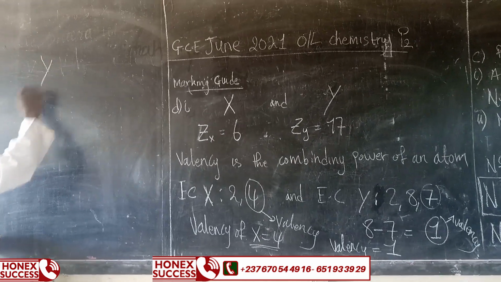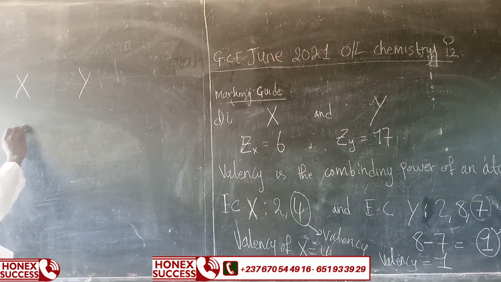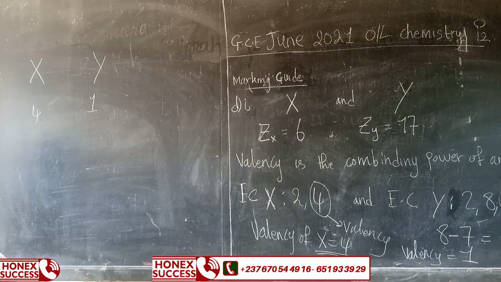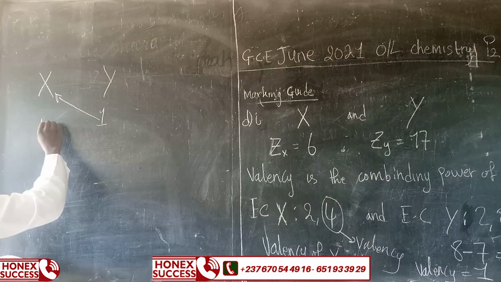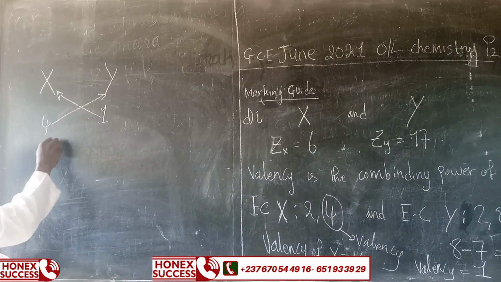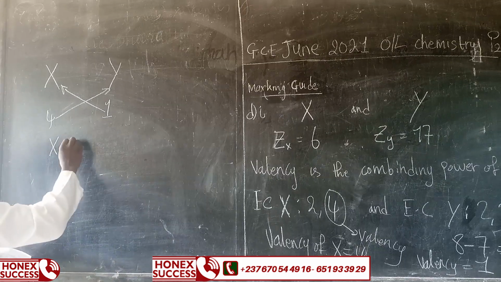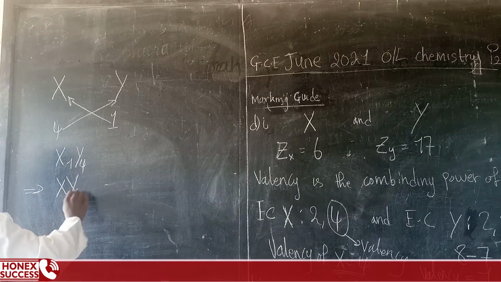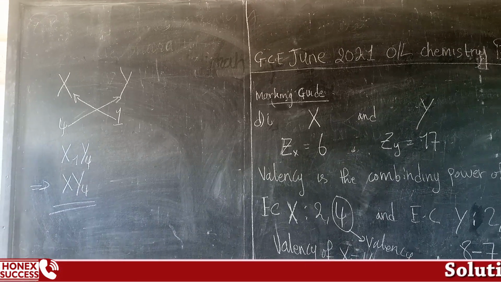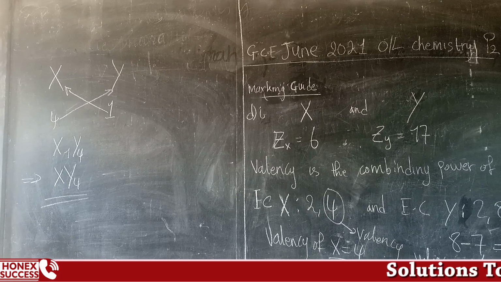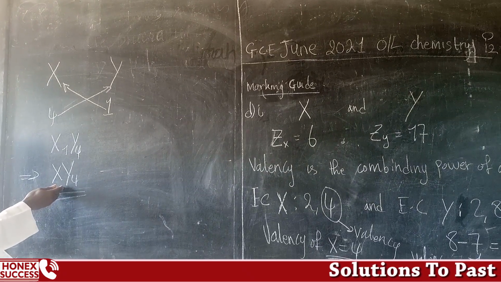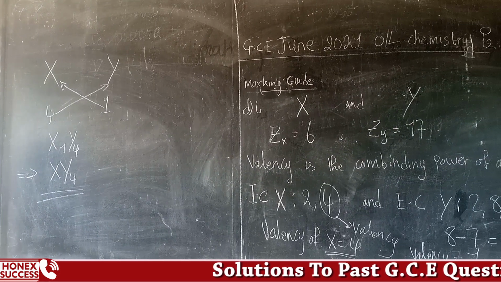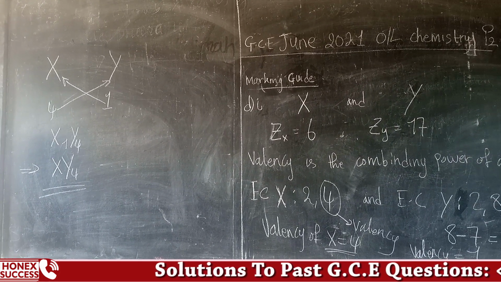Now back to our compound. The ratio of the compound formed between X and Y: we said the valency of X is 4 and that of Y is 1. So we cross multiply, and we'll have X, Y, 4. This implies we'll end up with the compound XY4. So thanks to the valencies, we come out with a compound XY4.